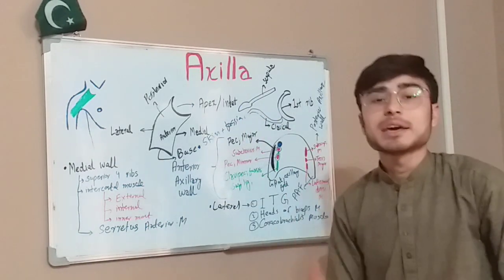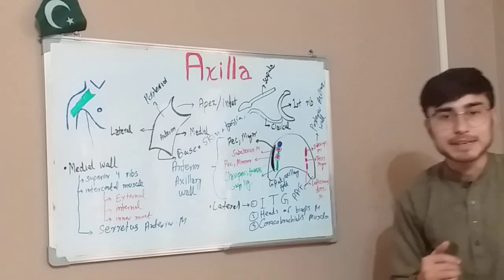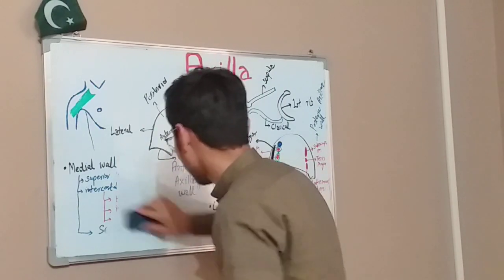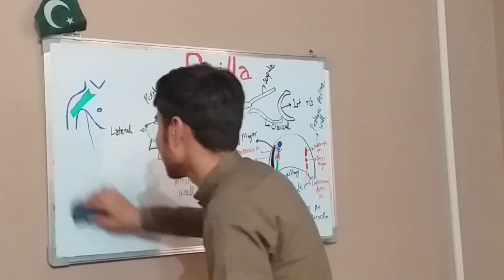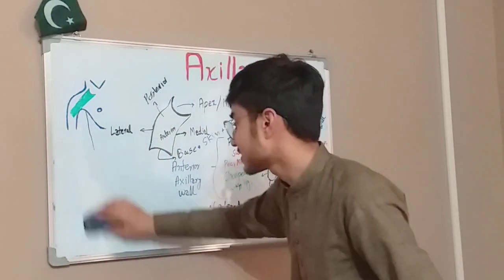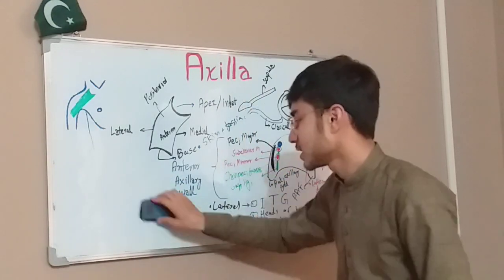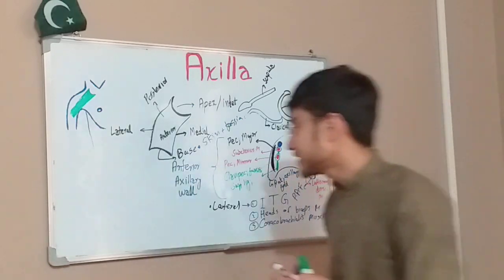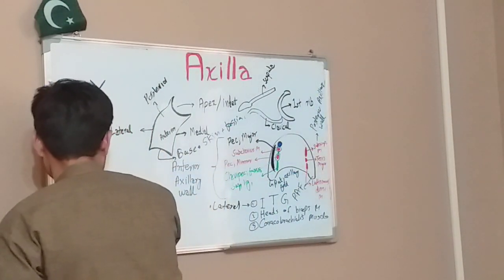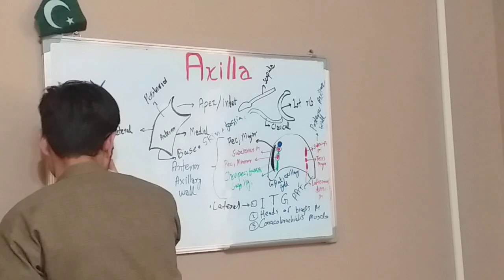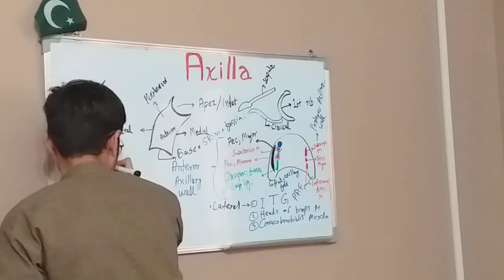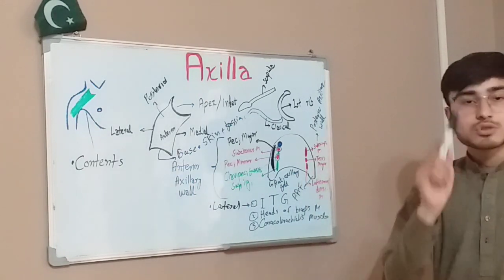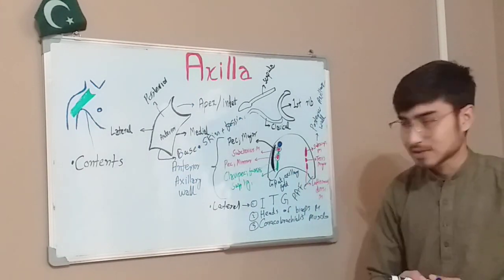Now I am going to explain the contents of the axilla, that is, the structures that are basically passing through the axilla, right? So the very first content of the axilla is what?